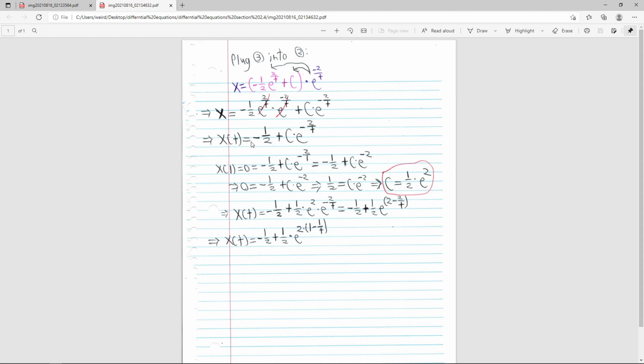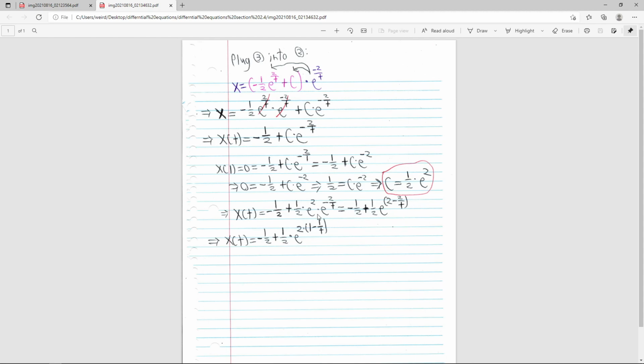So we get our expression, our general solution. Then we solve x of 1 equals 0 equals negative 1/2 plus c times e to the negative 2 divided by 1. So it's 0 equals negative 1/2 plus c times e to the negative 2. We can add 1/2 to both sides, so 1/2 equals c times e to the negative 2. So c equals 1/2 times e squared. As you can see, we might as well just leave it in terms of that. We use algebra to simplify further when we plug it in.